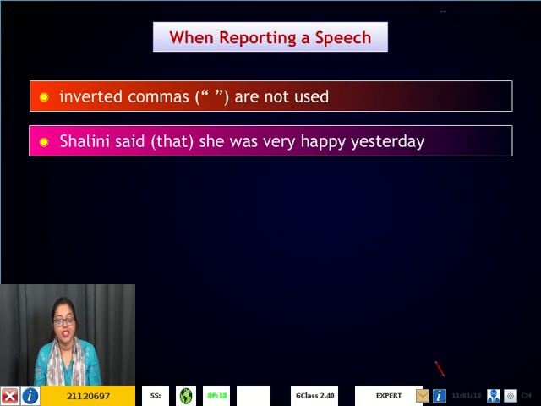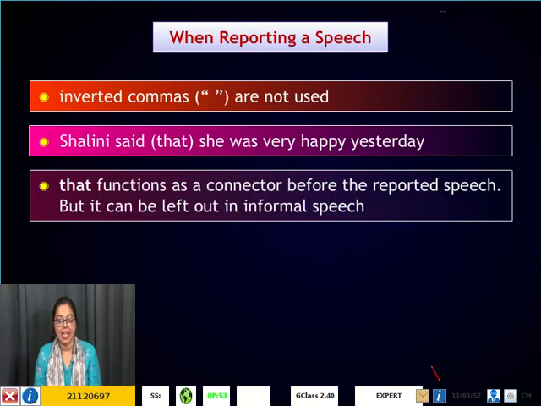Second one, you see, Shalini said that she was very happy yesterday. Now, Shalini said that. When we are reporting a speech, that means from direct to indirect, what are we supposed to write? We are supposed to write the word that. She was very happy yesterday. As I have given you examples earlier, the second point is related to that. Have a look at the third one.